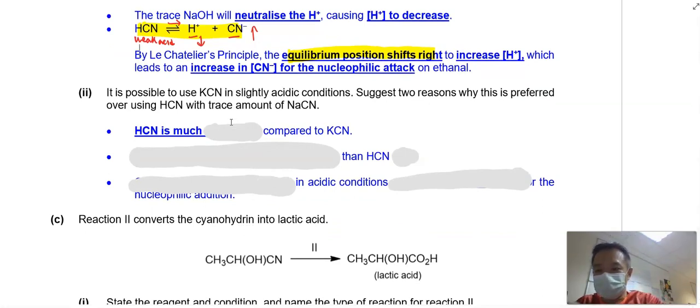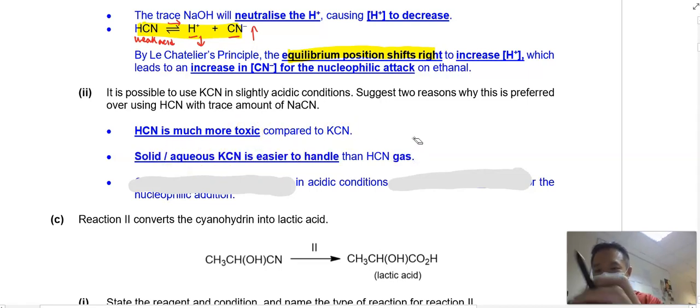As we know, HCN is a toxic gas. KCN is a salt. So HCN is a toxic gas. It's harder to handle in the lab. So this talks about safety. It's the same reason. Okay, safety. HCN is a toxic gas. It's much more difficult to handle as compared to KCN, which is a solid or can be aqueous, which is a lot easier to handle.